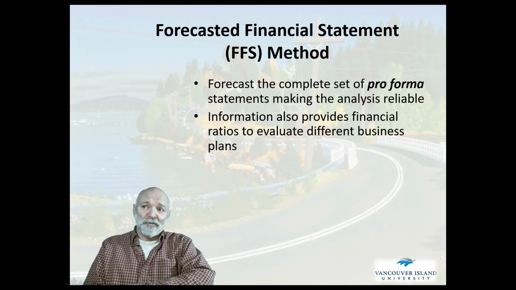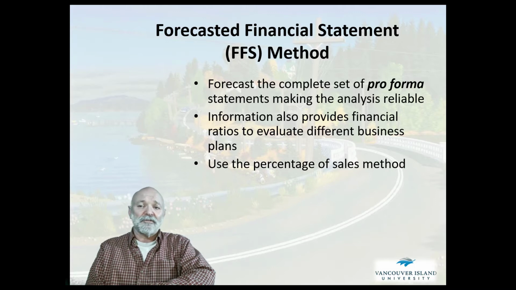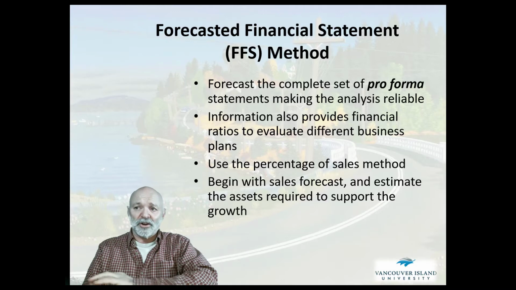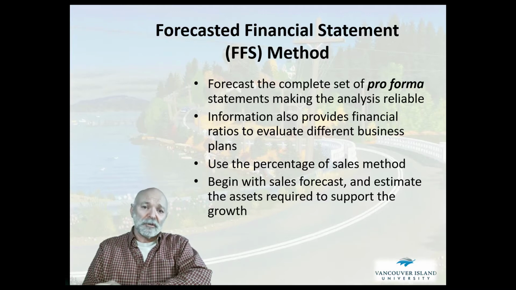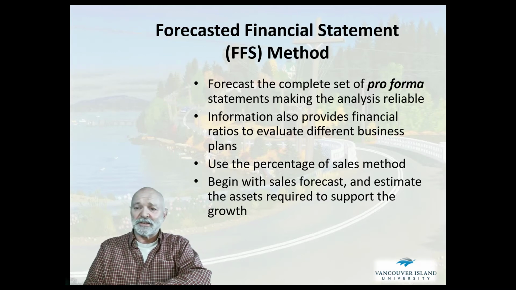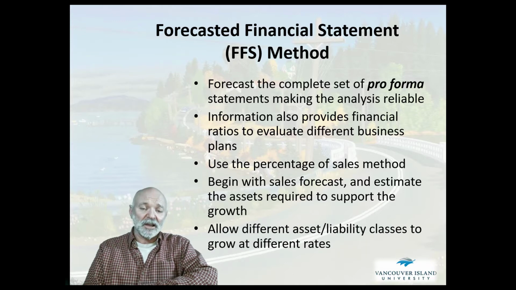The information provides us with the opportunity to calculate financial ratios to understand whether or not different business alternatives and different assumptions make more sense. For this, we use our percentage of sales method that we talked about earlier. We start off with our sales forecast, and from this we estimate the balance sheet. What are the assets and the liabilities going to look like after we've done this forecast? And we can allow these assets and liabilities to grow at different rates according to more realistic assumptions.